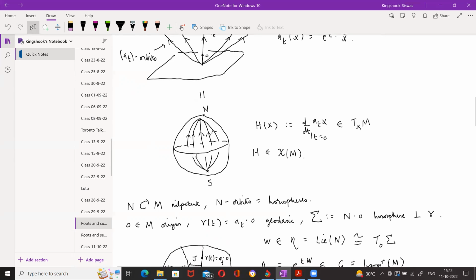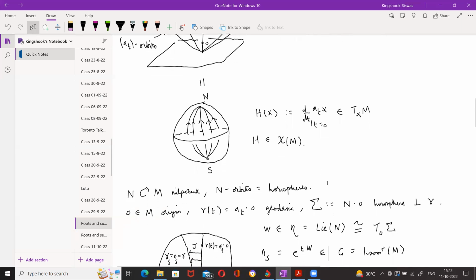Now, once I have a one parameter group of diffeomorphisms, I can differentiate them with respect to T to get a vector field, right? So I get a vector field H. H of X is what? It's d/dt at t equals 0 of A_T X. So this gives me a vector field H on my symmetric space.